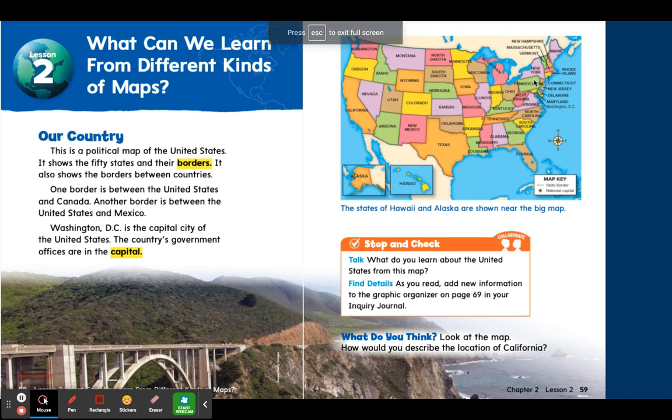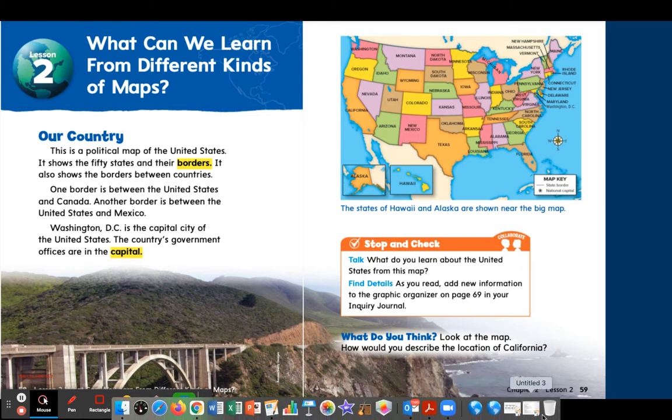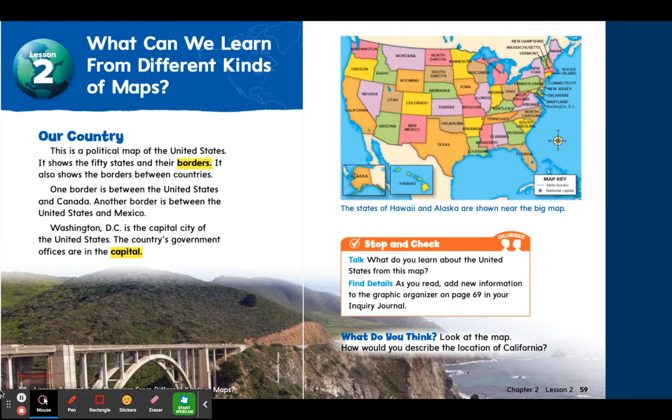All right, boys and girls, what we're going to learn is we're going to go ahead and open our books, our red books, to page 58. Okay, so we're going to go ahead and read, and this is our question. This is the question that we're going to focus on in the whole chapter. So, what can we learn from different kinds of maps? So we're going to learn about the different kinds of maps that we see and what information they give us.